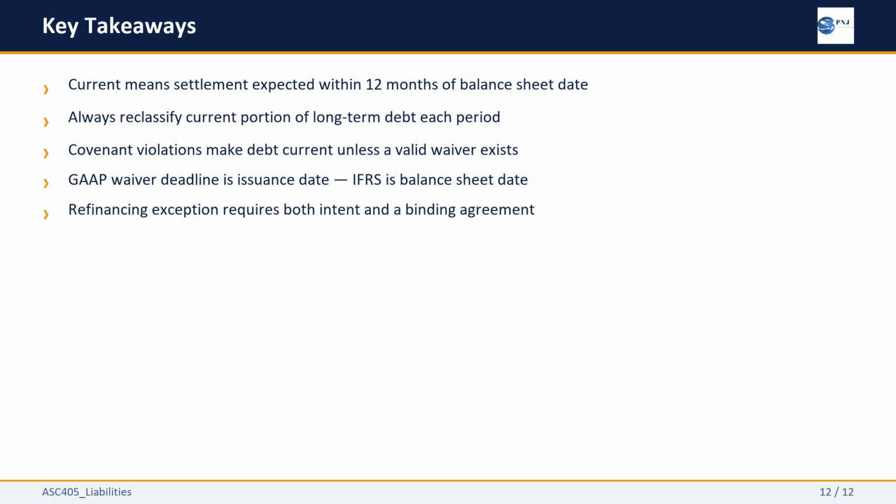Let us bring it all together. The 12-month rule is your foundation for every classification decision. Reclassifying the current portion of long-term debt is not optional. It must happen at every period-end close, and missing it is a top audit finding. Covenant violations push debt to current unless you have a binding waiver in hand before issuance under GAAP, or before the balance sheet date under IFRS. The refinancing exception only works if you have both intent and a signed agreement before the statements go out. Get these right, and your balance sheet will reflect a true and accurate picture of your obligations.